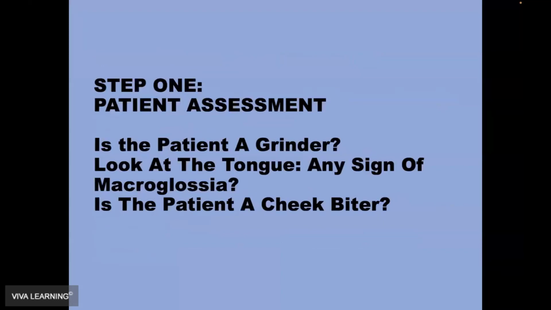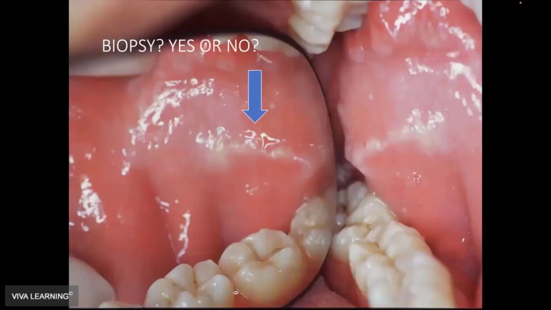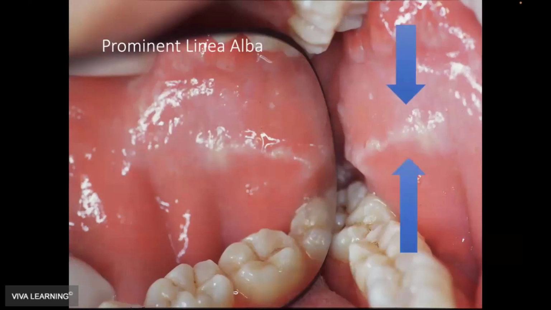Is the patient a grinder? Look at the tongue. Any signs of macroglossia? Is the patient a cheek biter? Well, take a look. Do we biopsy this? Yes or no? This is nothing more than a prominent linea alba. We're not going to biopsy this.